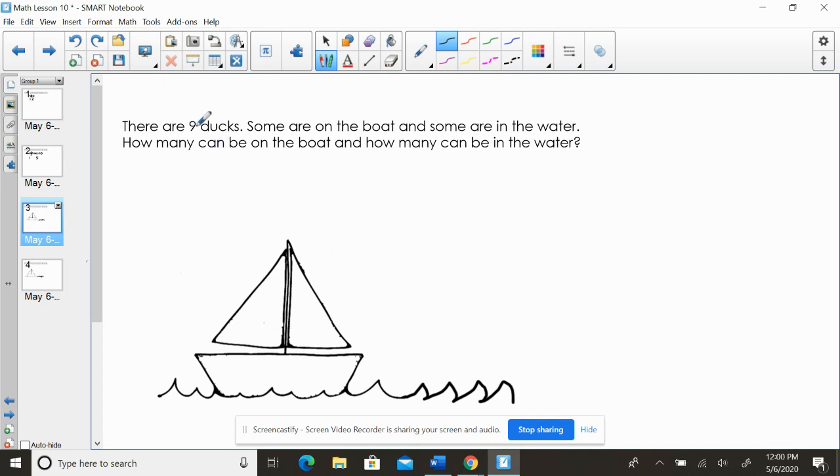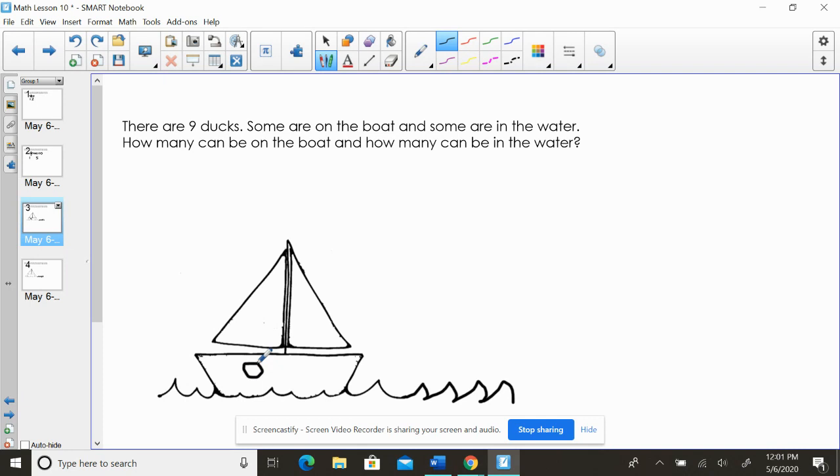I'm going to count out 9 circles because there are 9 ducks. Now remember, some are on the boat and some are in the water. So when I'm drawing my picture, I'm going to draw some here and some in the water, just like our problem is telling us.